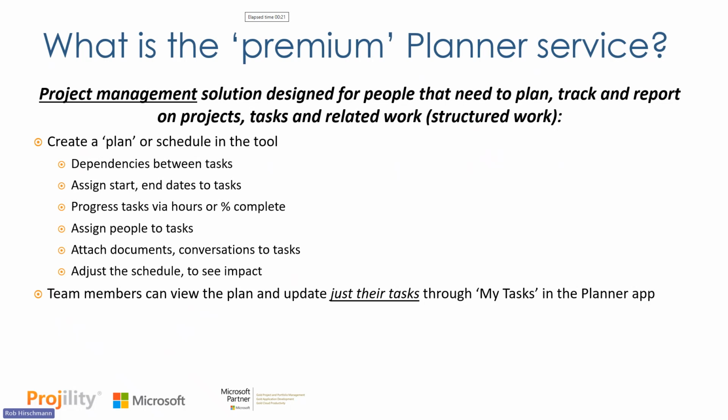Importantly, within the premium planner service, team members can go in and view a plan. They can see the whole thing, but they can really just update their tasks. So if I assign a person to 3 tasks, he or she can go in and just update progress on their tasks. That also shows up in the My Tasks area, the Planner app.